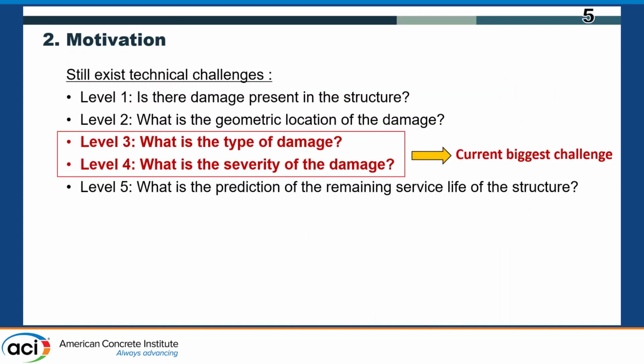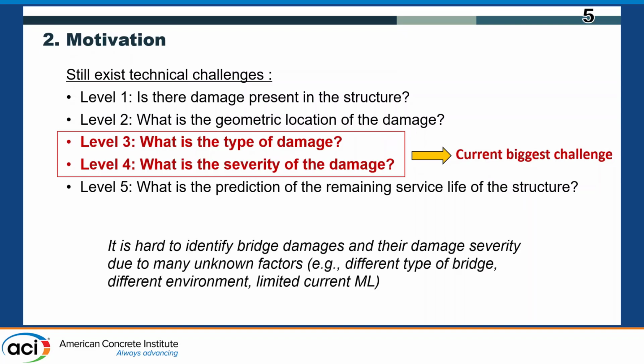However, these days, we are not really interested in whether there is damage or not in the structure. We are more focused on what types of damage and what the severity of damage is. However, we all know that is really difficult because of so much uncertainty and unknown factors. For example, the bridge properties, different environments like temperature or moisture, and also the service life will affect the response a lot.